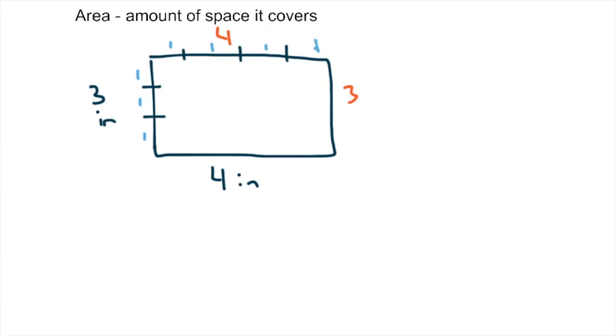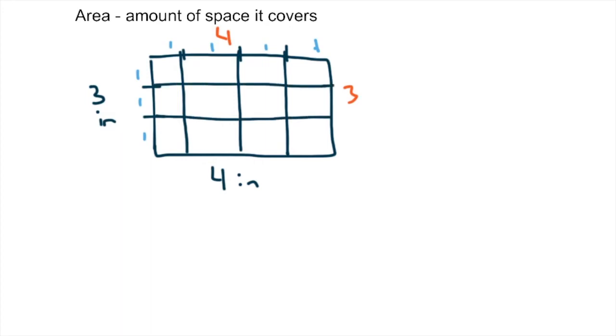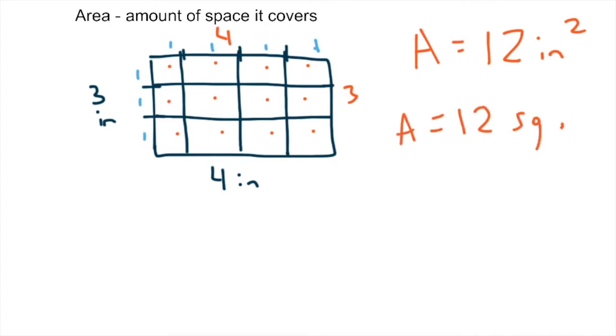And what I can do with those is I can draw in these lines all the way across and cut this up. And what I'm making by doing that is I'm making 1-inch squares throughout the figure. Once I've got that, I can count those up and see I have 1, 2, 3, 4, 5, 6, 7, 8, 9, 10, 11, 12. I've got 12 1-inch squares, or another way to phrase that is that the area of this rectangle is 12 square inches.